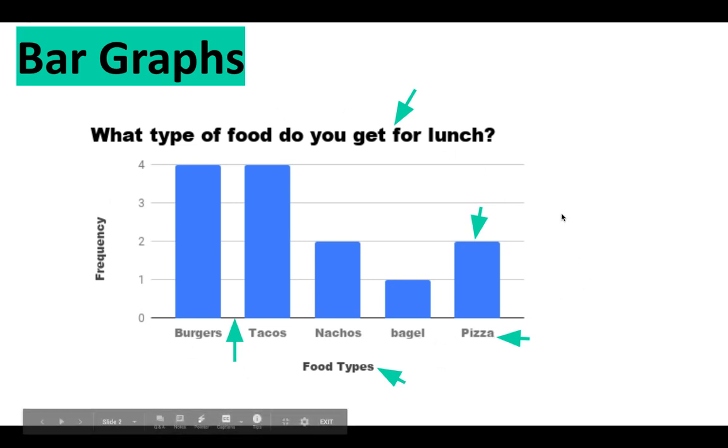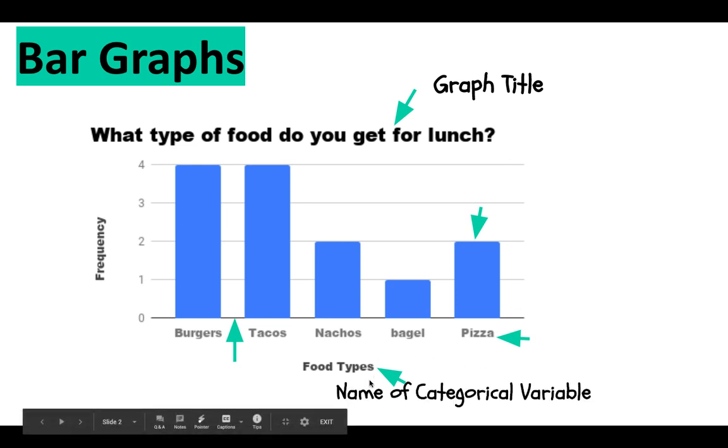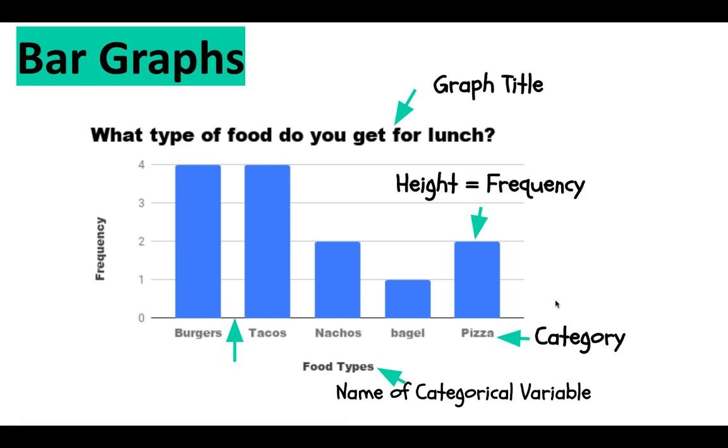Just to look at this bar graph we have here, I want to identify some of the pieces of this bar graph that make it a good representation of our data. We have a graph title that shows the reader what this graph is about. We have the name of the categorical variable on the bottom x-axis, which is food types. We have along the x-axis the different categories of that categorical variable, so the 5 different food types. The height of each bar represents the frequency, so how many people in our sample said that thing.